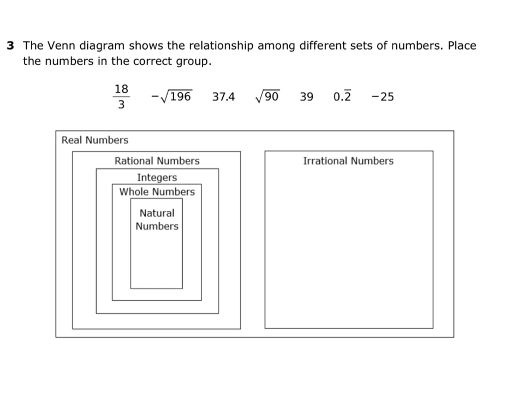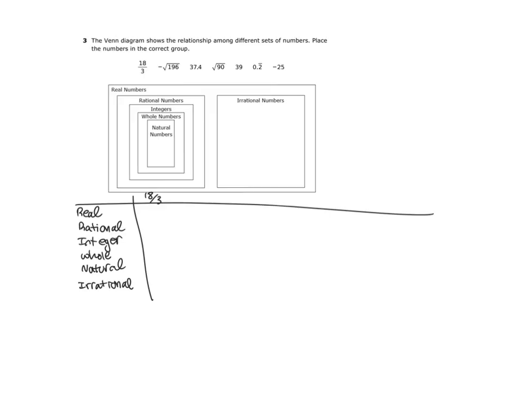Why don't you pause the video and try this one, and then hit play when you're ready to talk about it. All right, you hit play, so you must be ready to talk about it. First of all, let's reveal our numbers that were in disguise. This is a 6. This is a negative 14. All right, and then the square root of 90 is not a perfect square. The square root of 90 is, in fact, irrational.